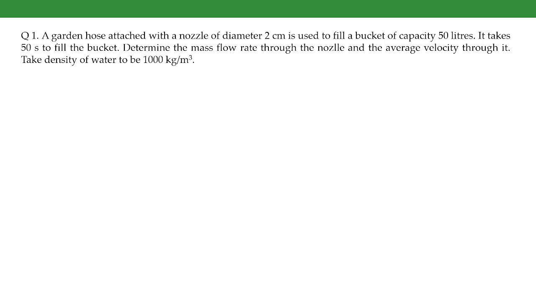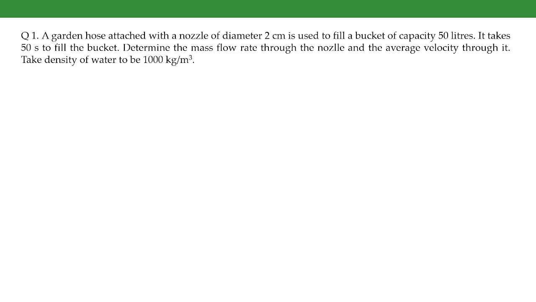This is a numerical related to the mass flow rate and the mass balance in a system. A garden hose attached with a nozzle of diameter 2 centimeter is used to fill a bucket of capacity 50 liters. It takes 50 seconds to fill the bucket. Determine the mass flow rate through the nozzle and the average velocity through it. Take the density of water to be 1000 kg per meter cube.